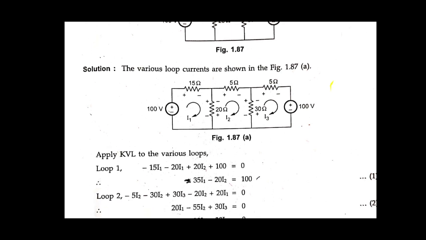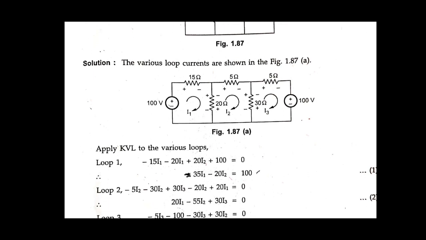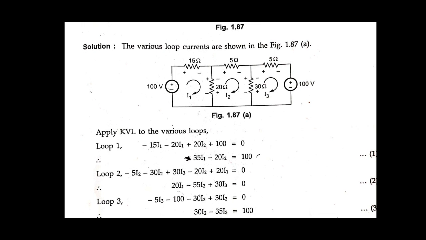For the given circuit we have mentioned the polarities as well as the loop currents I1, I2 and I3. Apply KVL to the various loops. There are three loops, which means three simultaneous equations will be generated. So for loop 1 you apply the KVL law.